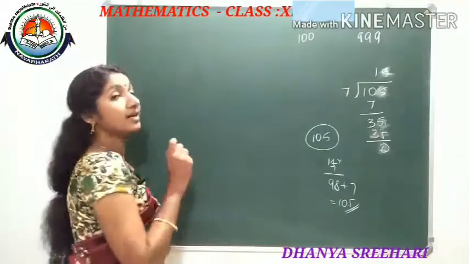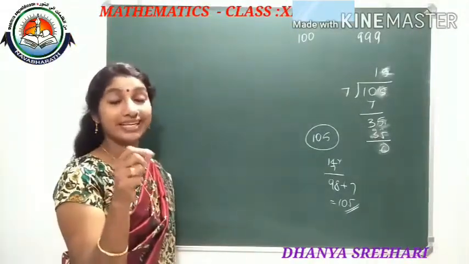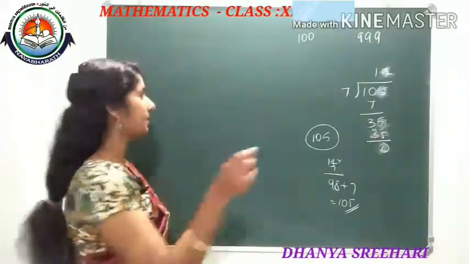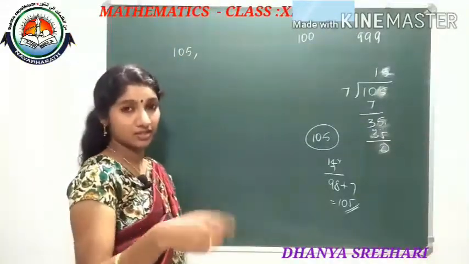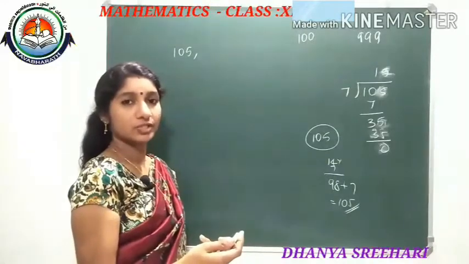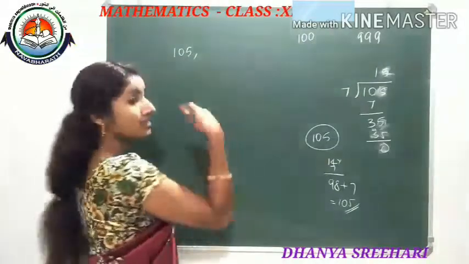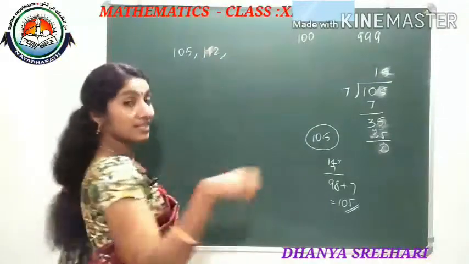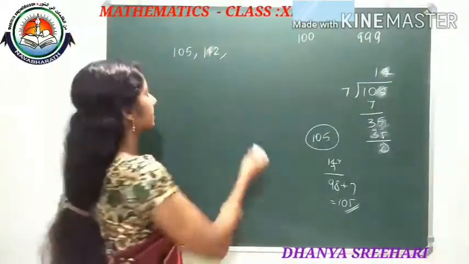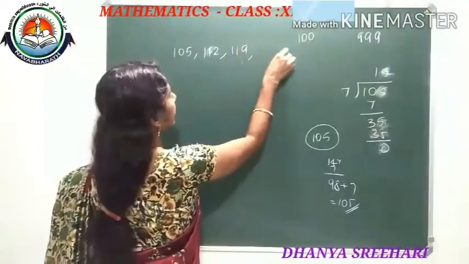Anyway, you find the first 3-digit number which is divisible by 7. We got it as 105. What is the next number? The next number which is divisible by 7, 105 plus 7, 112. And the next number 112 plus 7, 119, etc.